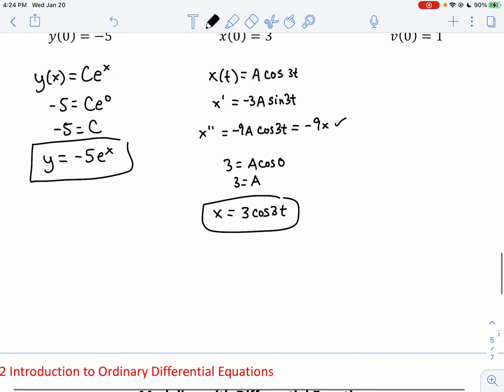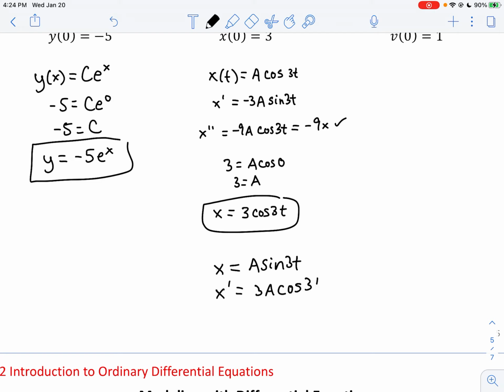Another solution to this one would have been sine. Let's just test that real fast. If x is equal to a sine 3t, then x prime will be 3a cosine 3t, and x double prime will be 9a, then a negative sine 3t, right? Because the derivative of cosine is negative sine, which is the negative 9 times the original function, right? Which is just x.